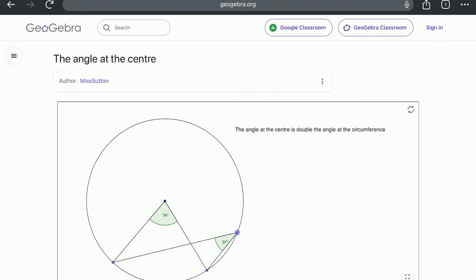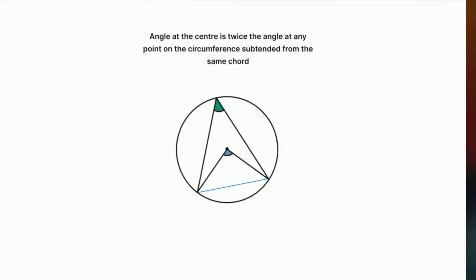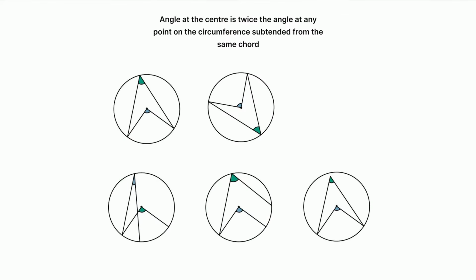Even at that point, at that point, and at this point, it's true, okay? And the reason it's true is because it's created from the same chord. Now, going back to the slides, looking at these examples, just to highlight that. So, whenever there's an angle at the center, I want you to start thinking about this theorem.